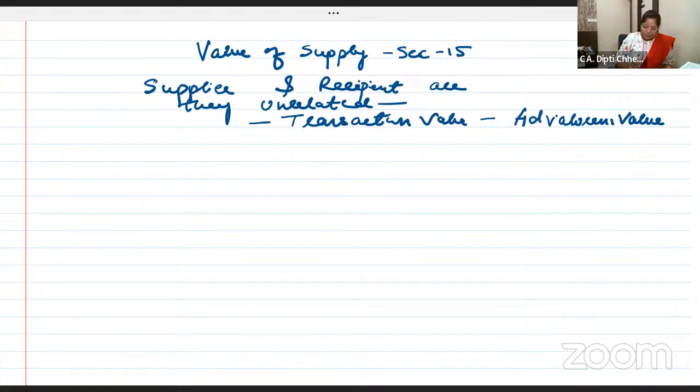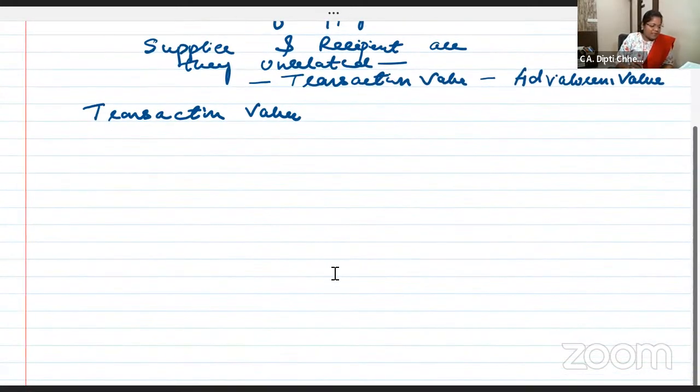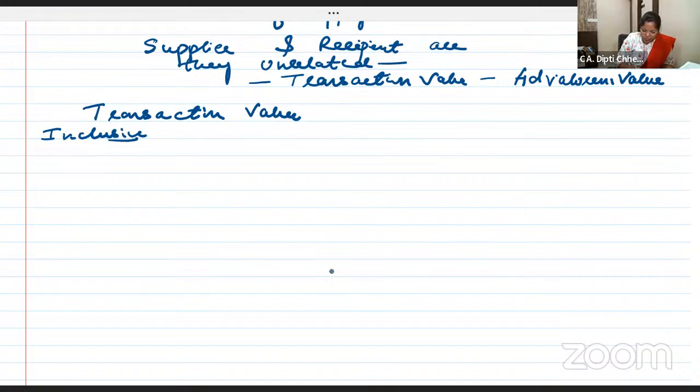Okay, let's go. Now when we talk about transaction value, they say add certain things and deduct certain things. Everything is discussed in Section 15. So the first thing is inclusions: what all things will you include in the transaction value, what will you add? Number one, all taxes. Please write it.